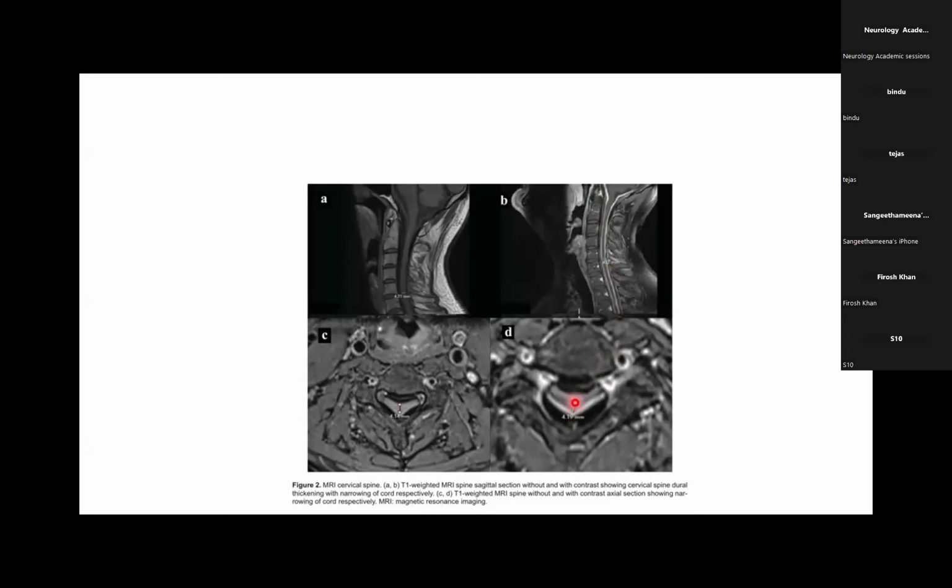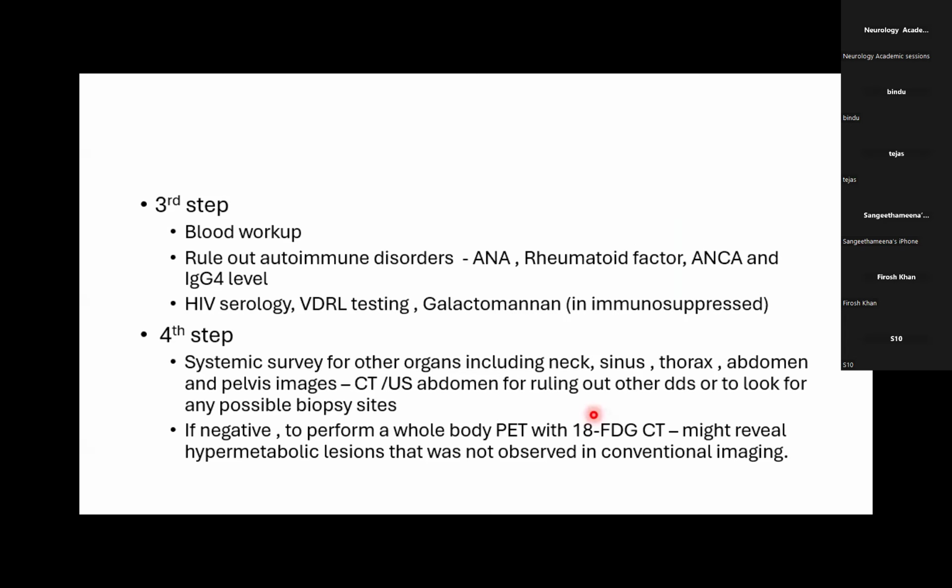Serum IgG4 and CSF IgG4 level, serum IgG4 level. HIV serology, VDRL testing, and galactomannan is checked in immunosuppressed patients, mainly to rule out aspergillosis. Then fourth step is for systemic survey of other organs, including neck, sinus, thorax, abdomen, and pelvis, that is CT or ultrasound abdomen, for ruling out other differential diagnosis or to look for any other possible biopsy sites. If the systemic survey is negative, we have to perform a whole body PET with 18 FDG CT, which might reveal hypermetabolic lesions which are not observed in conventional imaging.